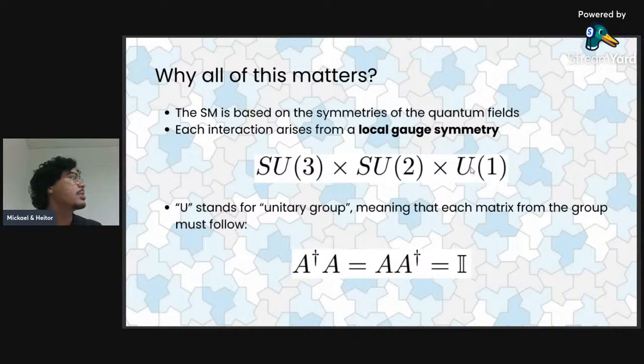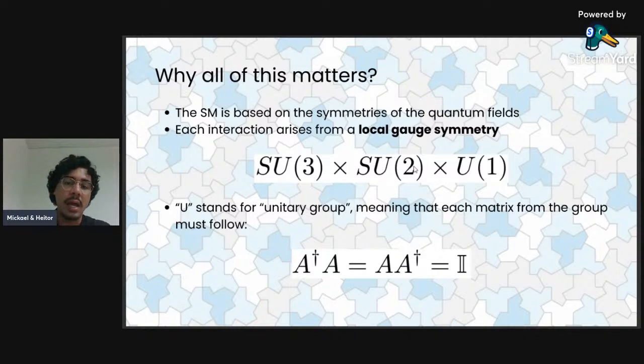And that's what I'm going to focus on. Mikhail is going to talk a little more about the SU2 symmetry, because it is non-abelian, but I'm going to focus on electromagnetism. In U1, U stands for unitary group, meaning that each transformation matrix of that group must follow this property: A dagger times A is the identity. It's the property that defines not only U1, but all of them, because SU2 is the special unitary group 2, where just the dimension changes.